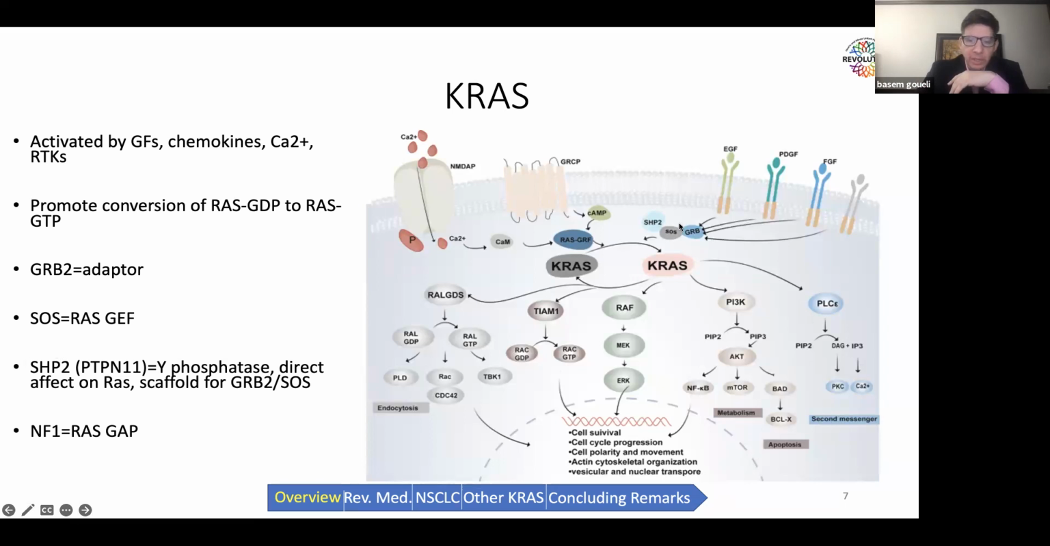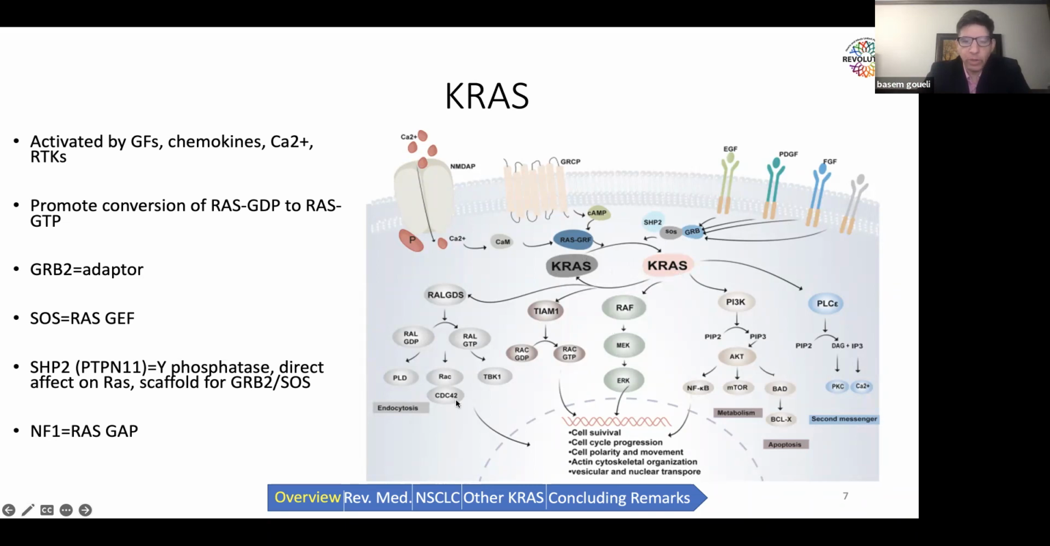Now, SHP2, that's located here, is an activator of KRAS, actually a direct activator of KRAS through dephosphorylation, right? Through its phosphatase activity, this gets a little complicated, but I will just say that SHP2 dephosphorylation facilitates RAF binding and allows KRAS to really promote RAF activation through the MAP kinase pathway. So it's important. It also seems to have a scaffolding effect for SOS and GRB2, putting them in the right position to interact with KRAS GDP, converting it to KRAS GTP. And that's critically important to know.